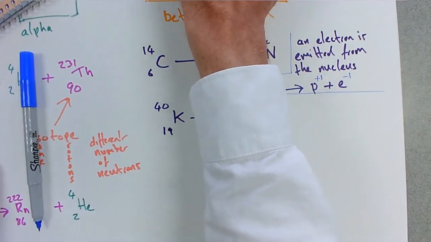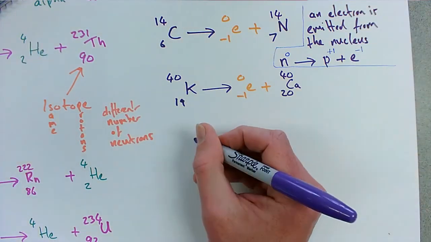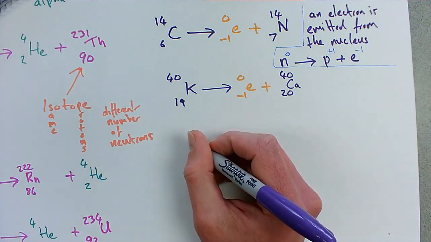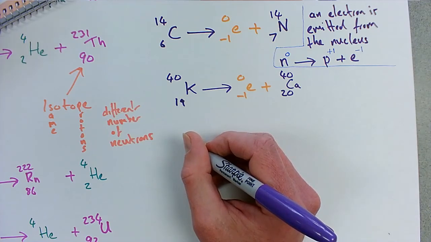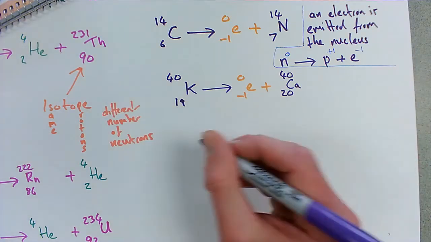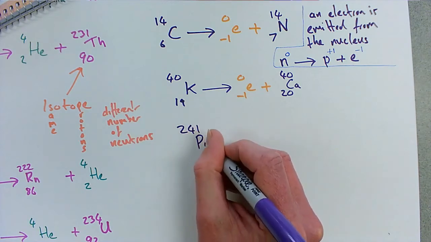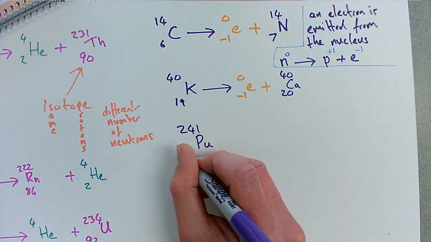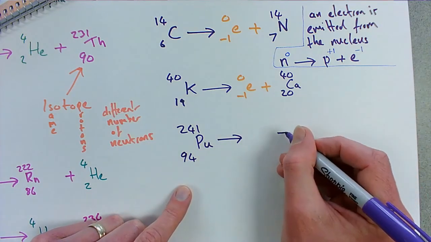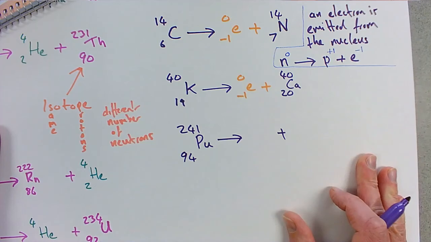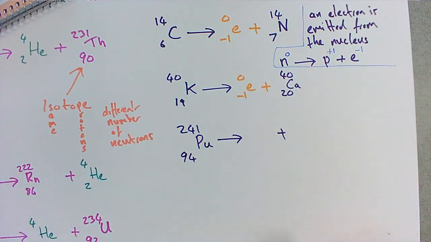So one more example for you to try, and again we'll pause it for a bit. I suggest you pause it, and then you can carry on. So let's go with plutonium again. So this time we're going to go with plutonium 241. Plutonium, and it's got the atomic number of 94. And I'd like you to complete that for a beta decay. So pause the film, unpause when you're done.